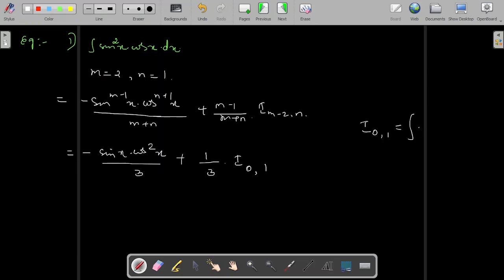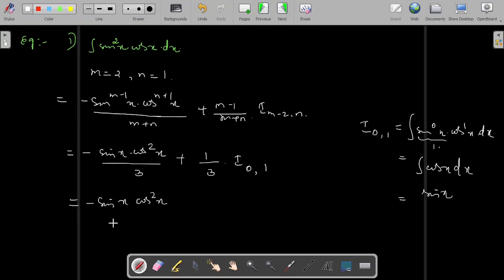This is nothing but integral of sin power 0x into cos power 1x into dx. Anything to the power 0 is 1. So, cos power 1x dx is cos x into dx, which is equal to integral of cos x is sin x. Therefore, I will get this equal to minus sin x into cos square x divided by 3 plus 1 by 3 into sin x plus some constant of integration c.